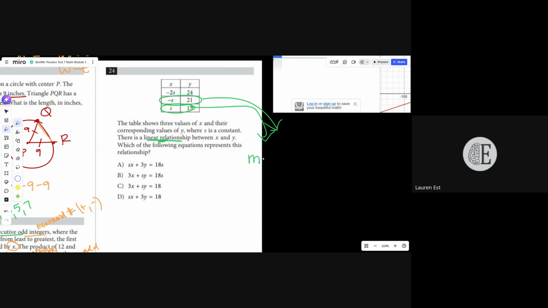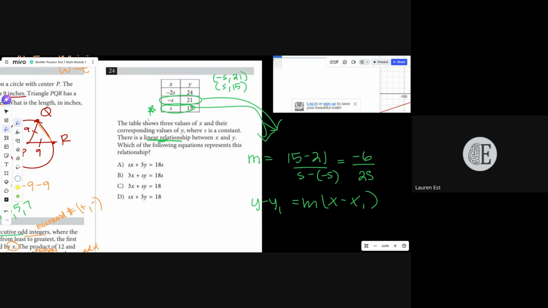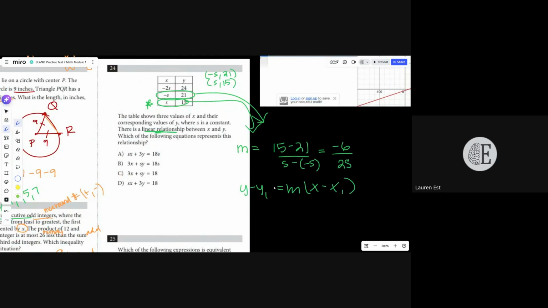I'm going to say that my slope is equal to, I'm going to write these out. This is negative s, 21, and this is s, 15. So this is going to be 15 minus 21 all over s minus negative s, or 15 minus 21, negative 6. s minus a negative s is going to be 2s. Great. And then I'm going to pick y minus y1 equals m times x minus x1. My favorite one, which is probably that one because I don't like dealing with negatives.